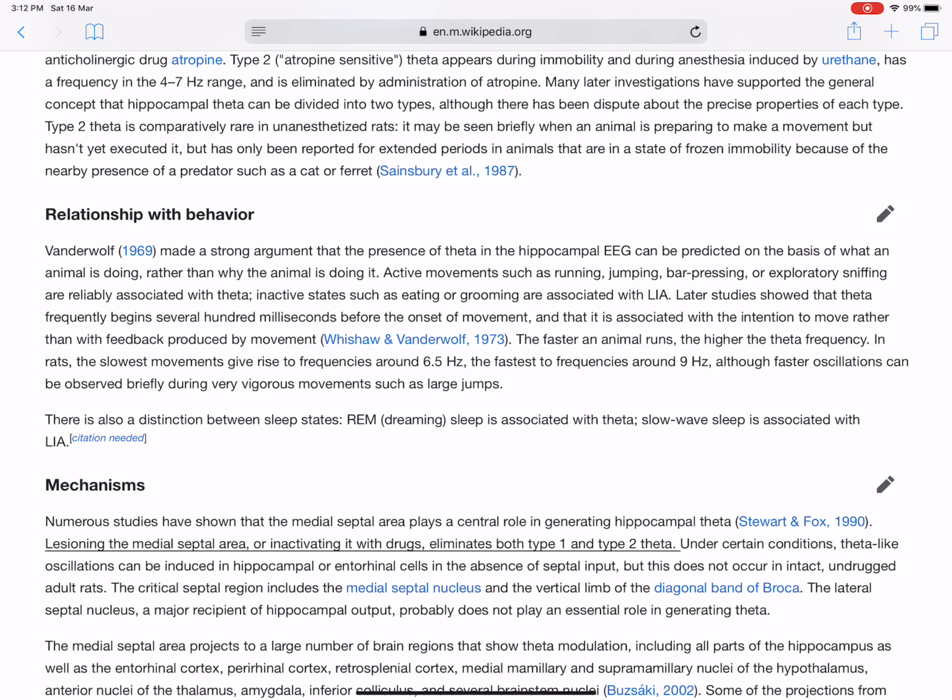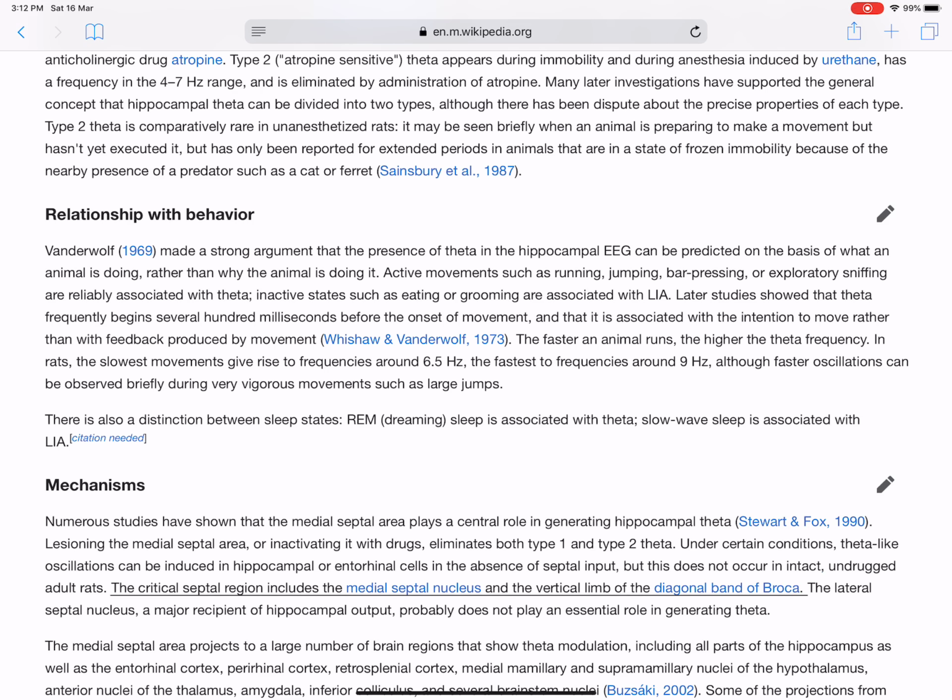Under certain conditions, theta-like oscillations can be induced in hippocampal or entorhinal cells in the absence of septal input, but this does not occur in intact, undrugged adult rats. The critical septal region includes the medial septal nucleus and the vertical limb of the diagonal band of Broca. The lateral septal nucleus, a major recipient of hippocampal output, probably does not play an essential role in generating theta.